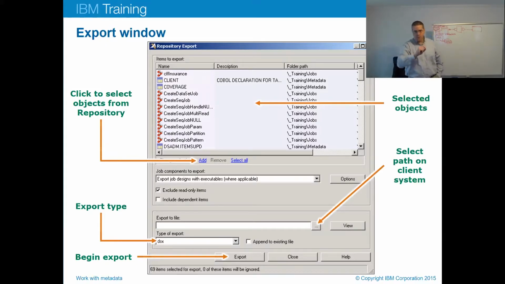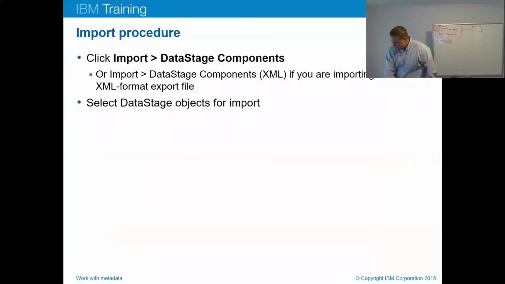Where it says export to file, this is one of the very few times it wants a file on the client side. We talked a little bit about this earlier, that the file paths are server-side by nature, except for exporting. Export and import are referring to client-side paths. So we choose where on the client we want to create this DSX export or XML export, depending on which format we choose. The result is a single flat file that has all of the necessary data in there. On the reverse side, to do an import, it's import DataStage components or import DataStage components XML, depending on which format we used.